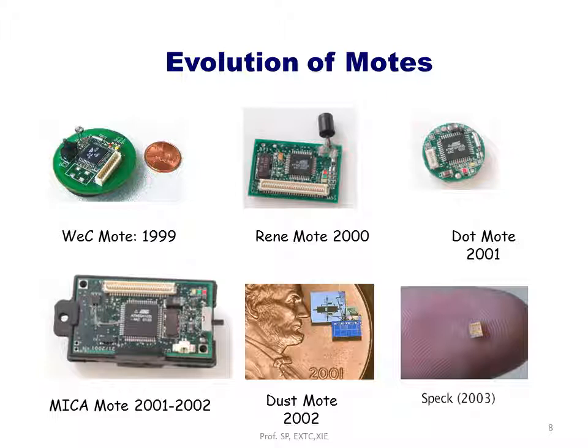So dust particle-like motes are also being used. In the second last image you can see that this mote is kept on a coin. So nobody will be able to understand whether a wireless sensor node is present there or not. So this is how the evolution of motes took place.